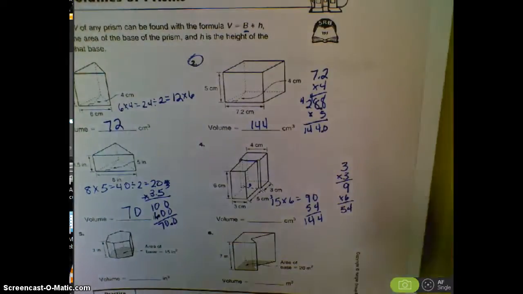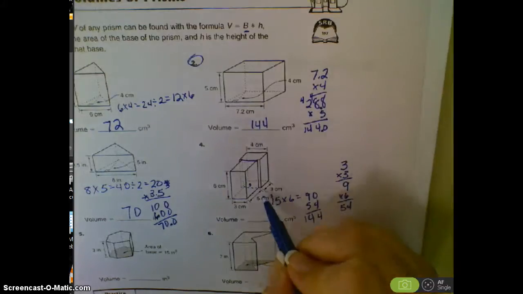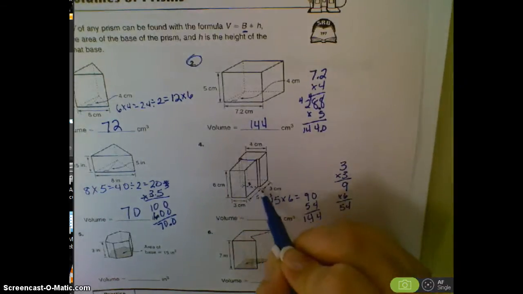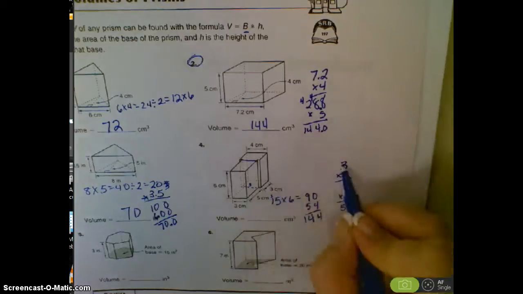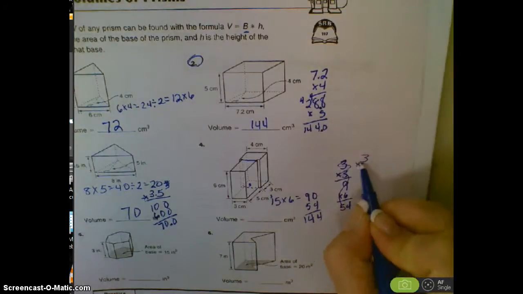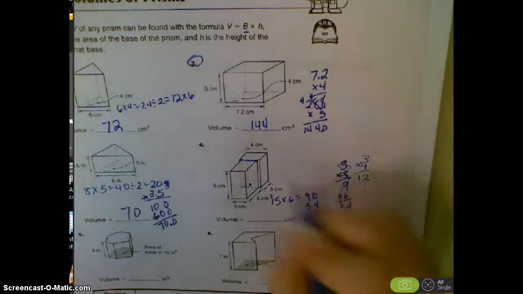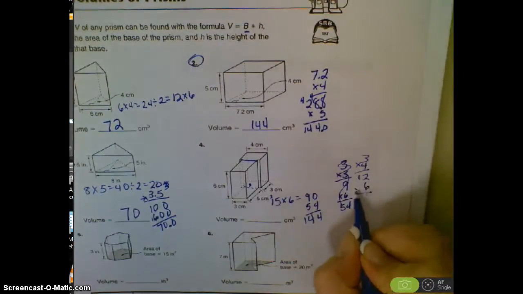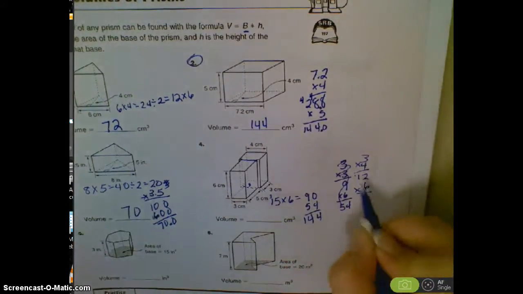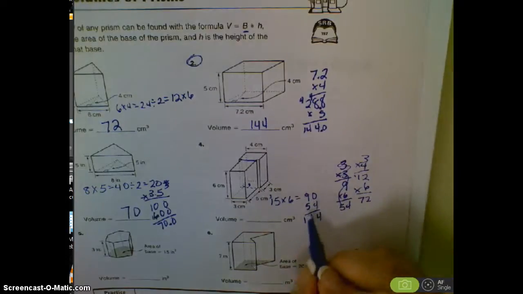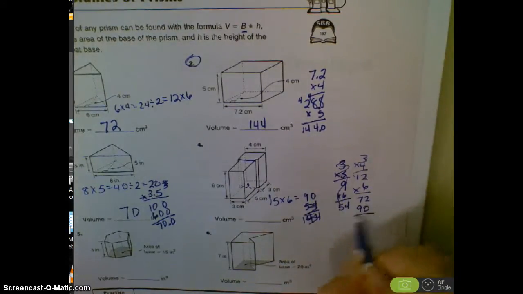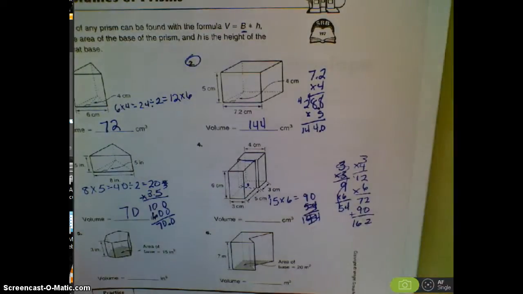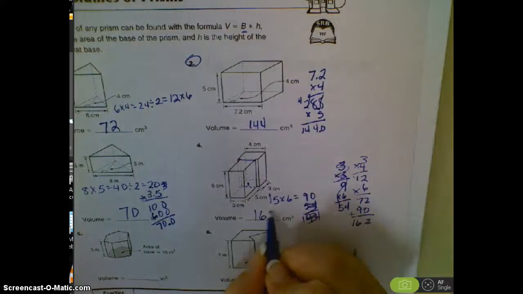Alright, I think I figured out my mistake. I did 3 times 3, but if I look closer, this one's a little bit wider. So this side is 3, but this side is actually 4. So on this one, I wanted to do 3 times 4 to get 12, and then multiply 12 times 6. Sorry about that. Then I get 72. So now I want to add up 72 plus 90. We'll add those two together. I get 162, and that's the right answer.